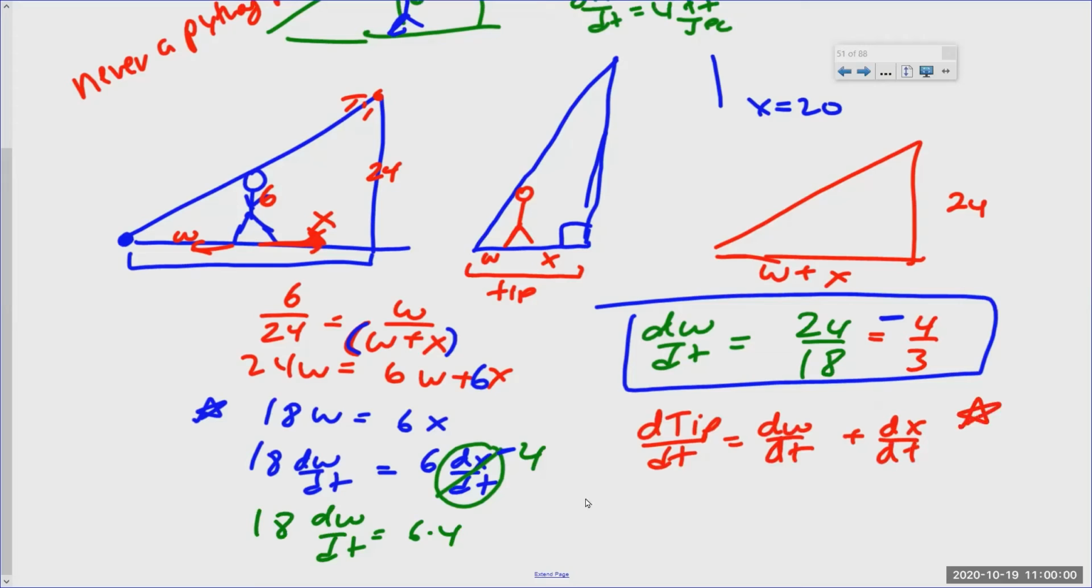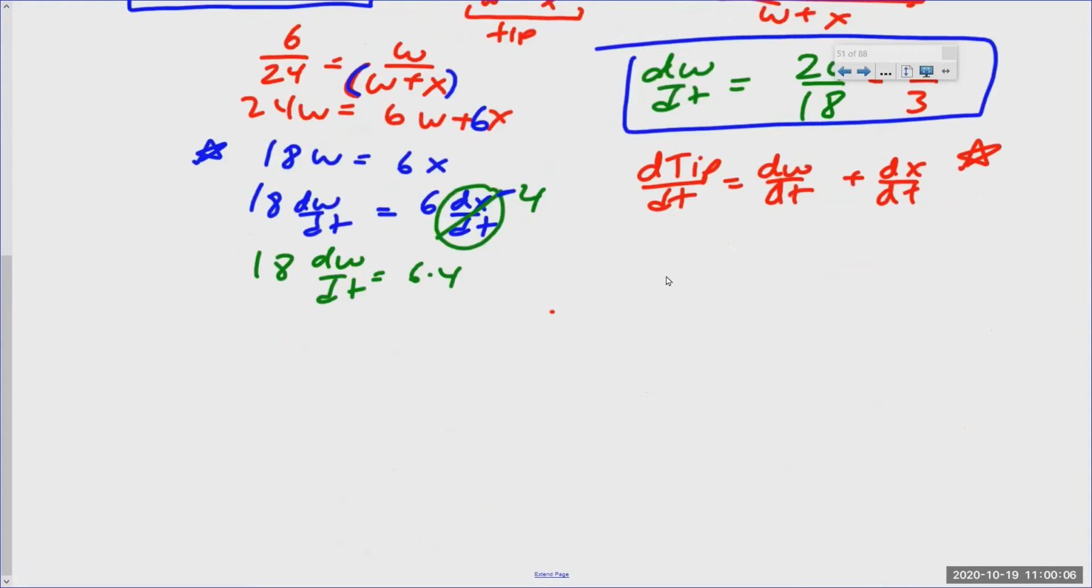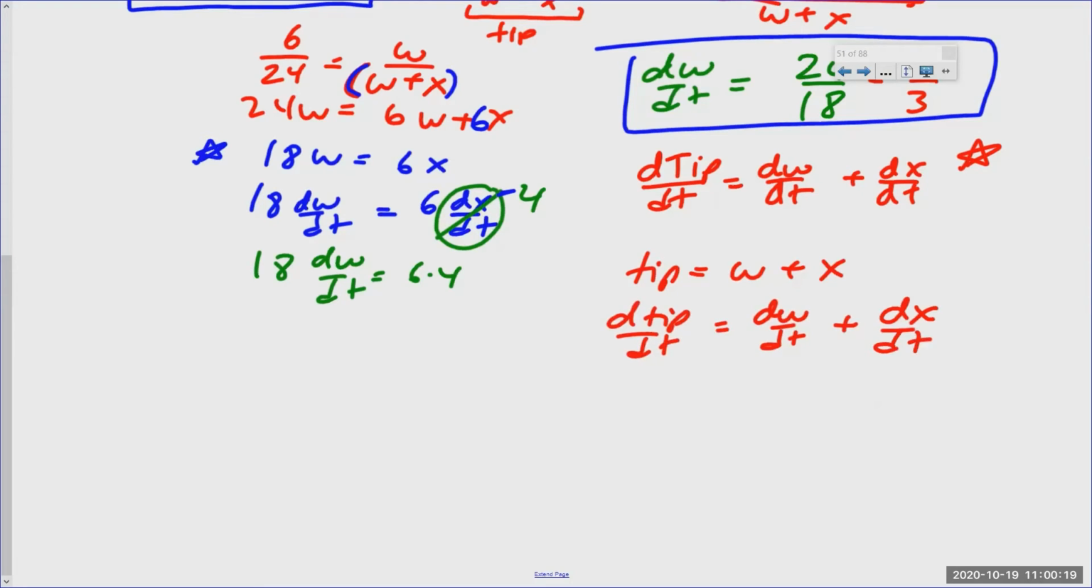And so I guess that's just something you have to memorize. It really is just derivative properties, just like we talked about limit properties, because tip is equal to W plus X. So because of that, you just take the derivative of each component. So that means the derivative of the tip is equal to the derivative of the W plus the derivative of the X. Okay. I mean, that's basically the reason behind it, but you could just memorize, just add these two together.